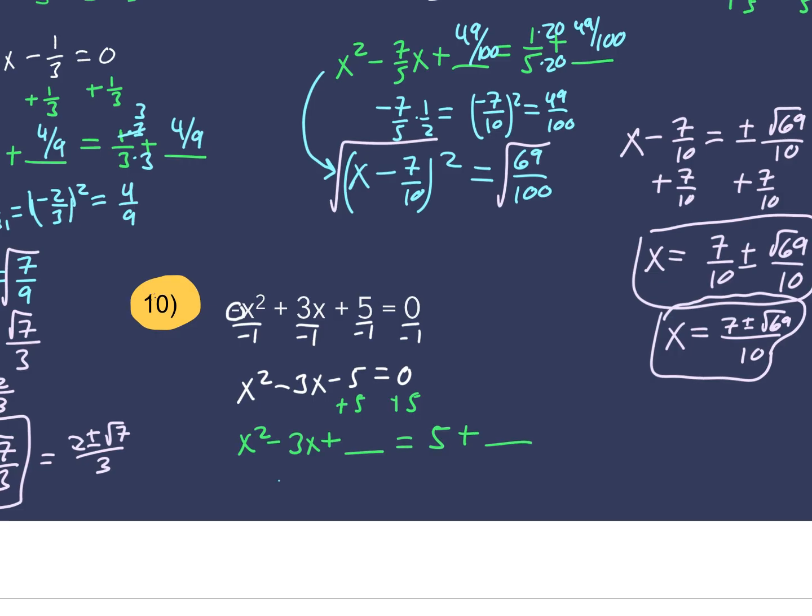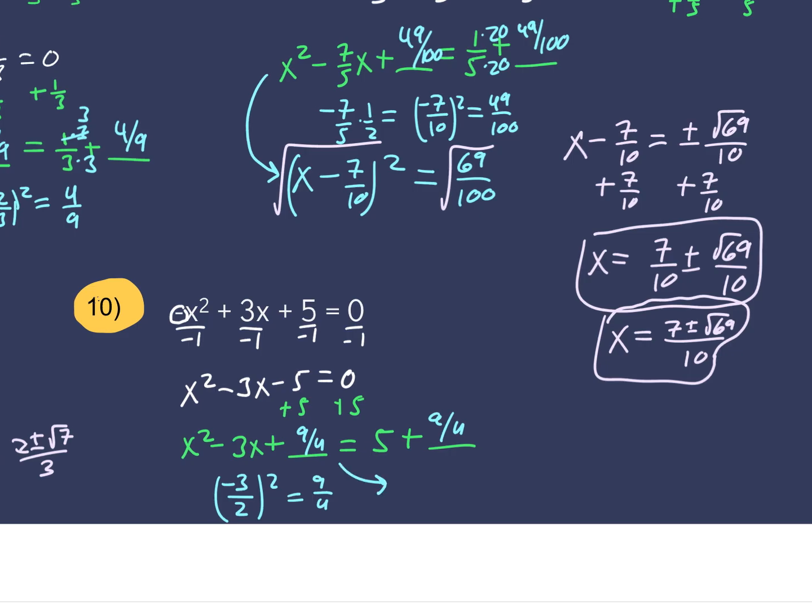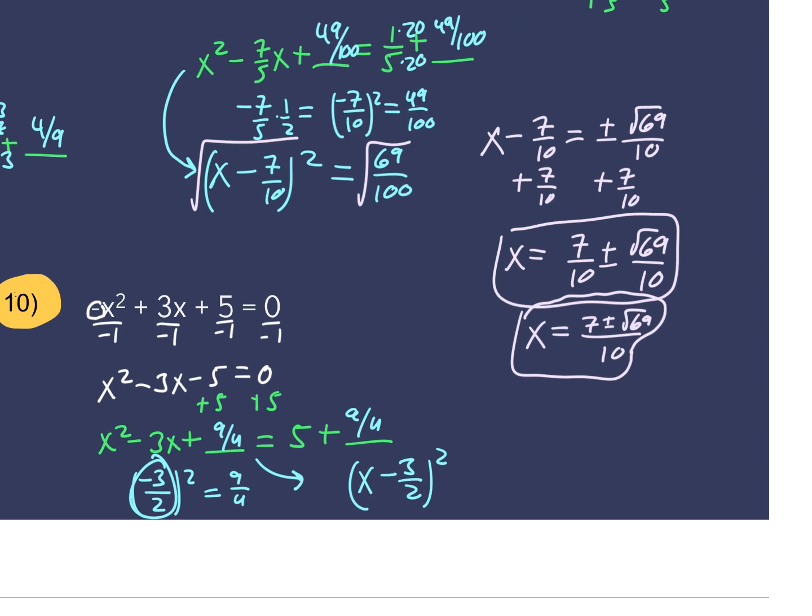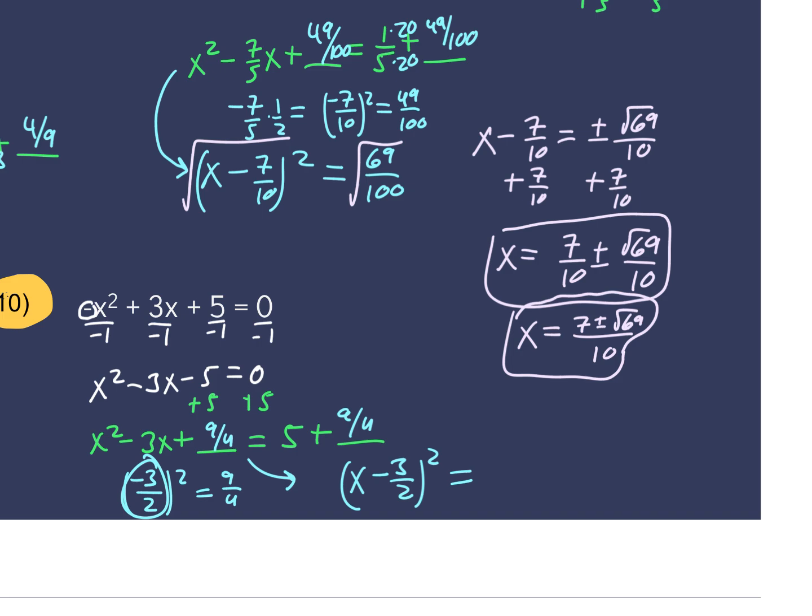And then I do b over 2 squared, right? No fractions in this case, so it's just going to be -3 over 2 squared, so 9 over 4. And that's what's going to go in the blank. And then this is going to factor as a perfect square trinomial. It's going to be x minus 3 over 2 squared. Again, always use b over 2. Equals, and then 5 plus 9 over 4, I'm going to find a common denominator. I'm going to write the over 1, multiply the top and the bottom by 4. And then 5 times 4 is going to get me 20. And 20 plus 9 is going to get me 29 over 4.